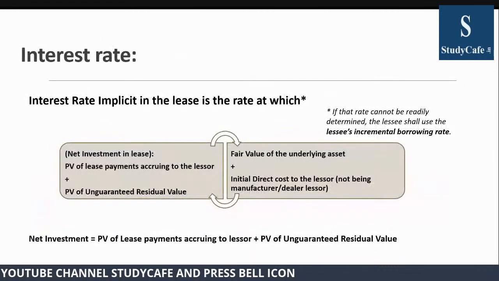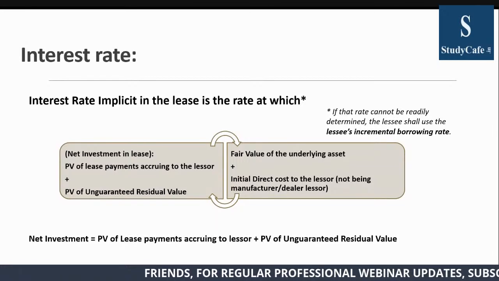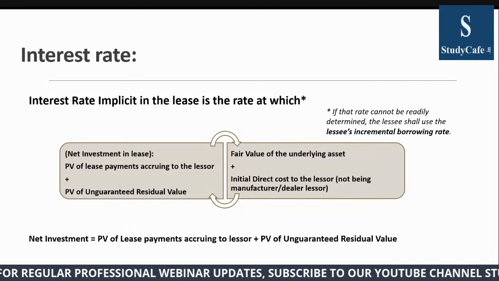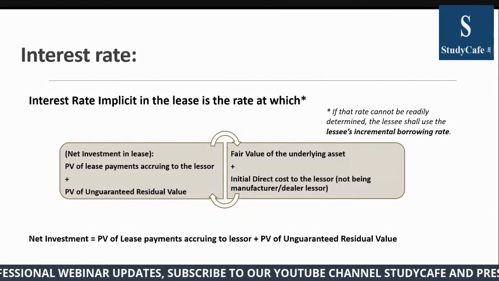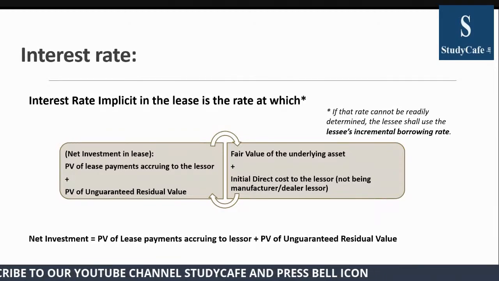Now, when I talked about computing lease liability, there were two components, right? First is future lease payments, which we just discussed, and second is that those future lease payments will be required to be discounted, right? So we will need an interest rate to discount those future lease payments.